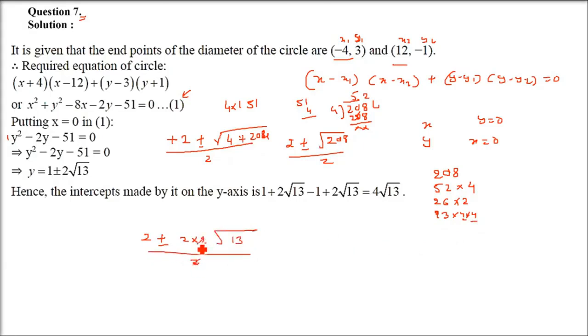And then under root 13 you have 2 in the denominator. They cancel out, these 2, 2. You get 1 plus minus 2 under root 13. So you have 1 plus minus 2 root 13.